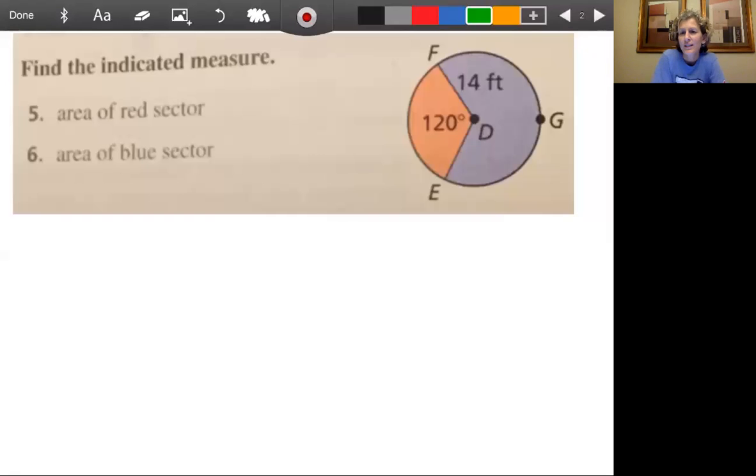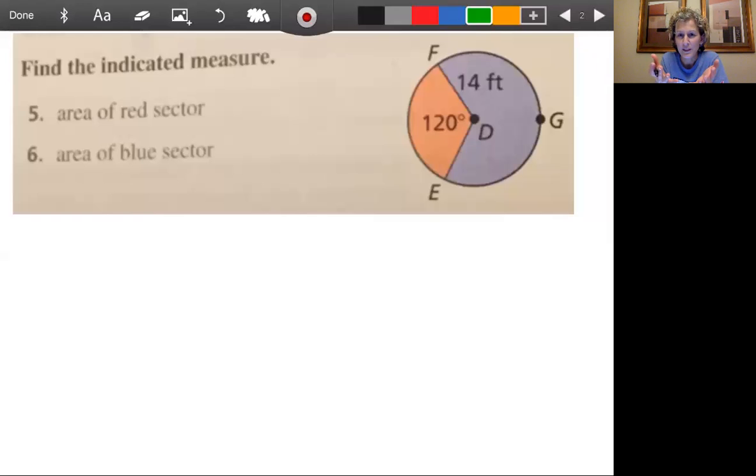The second section in chapter 11 will probably make a lot more sense now that we've done the first section. It's a very similar concept. Now we want to find the area of a sector. If this was pizza, we would find the area of the piece of pizza that we were eating.